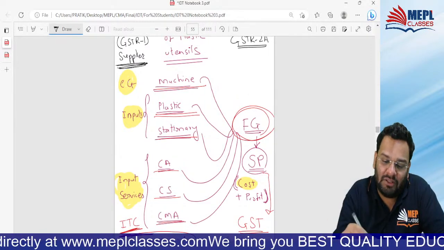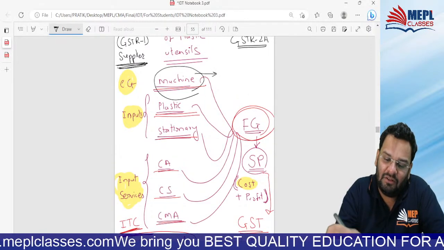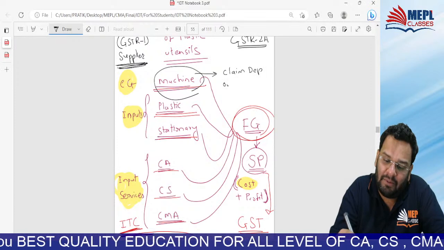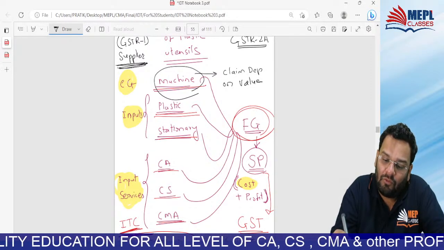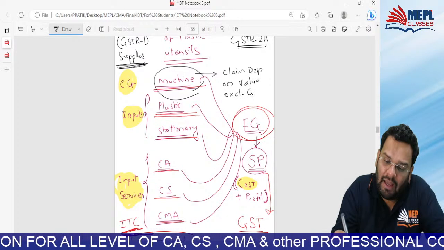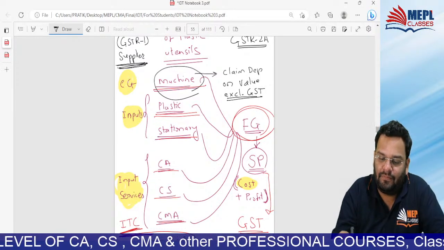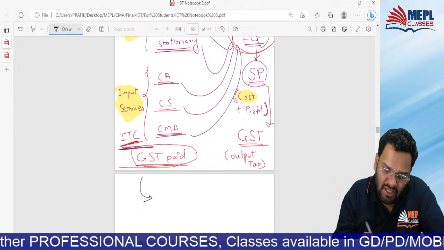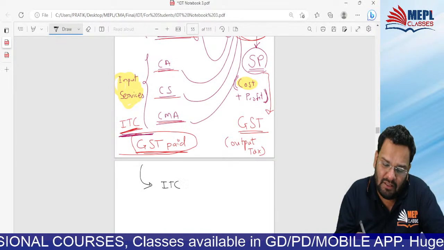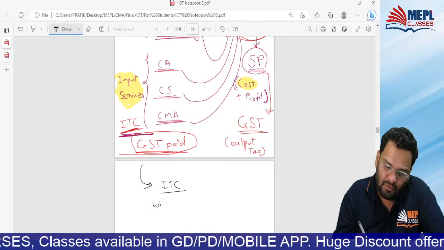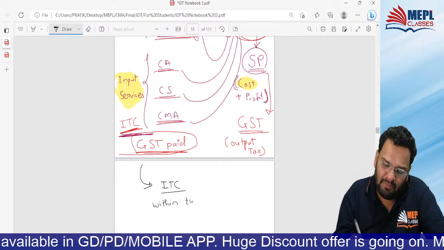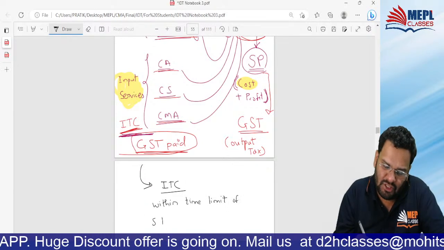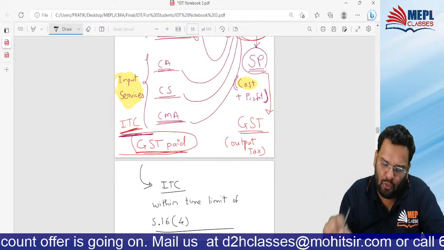Then of course you have understood the three provisos also, that was done today itself. You have understood that on this machine you should claim depreciation, no problem, but you should claim depreciation on value excluding GST. And of all this GST paid, you should take ITC, but within the time limit. What's that time limit? It is within the time limit of section 16, subsection 4.